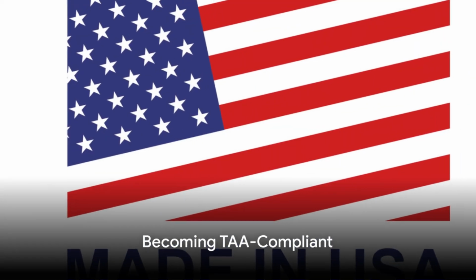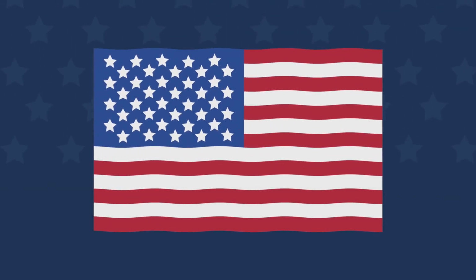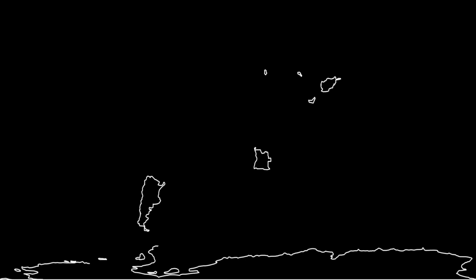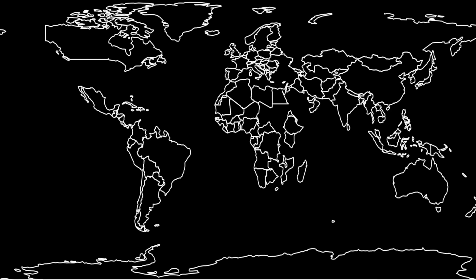How to become TAA compliant? To be TAA compliant, your products must be wholly manufactured in the United States or a TAA designated country, or they must meet the substantially transformed requirement. At least 50% of your product production must occur in a TAA designated country to be considered TAA compliant.